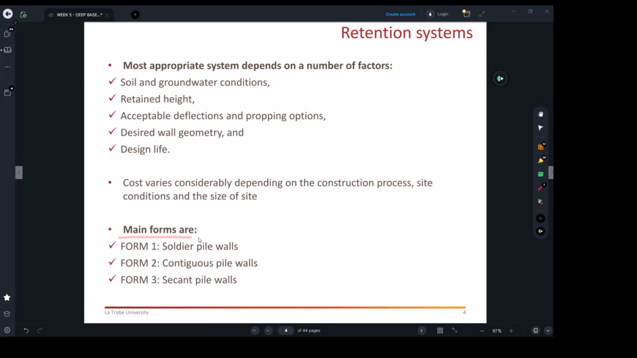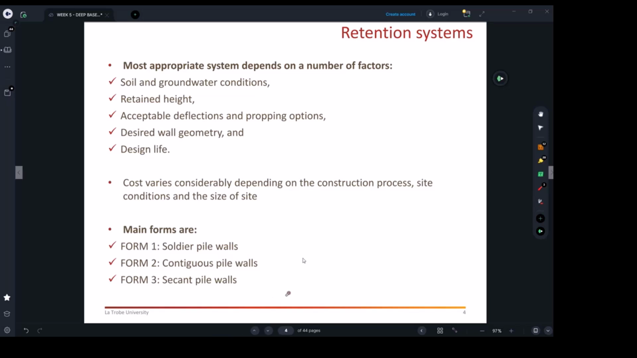So the main forms of retention systems: number 1, soldier pile wall systems. Second, contiguous pile wall systems, which I will tell you what the difference is. I know you're just reading names now, but I will tell you what each one means. Third, secant pile systems. The main difference between each is how the piles are spaced, or how far the piles are placed from each other.